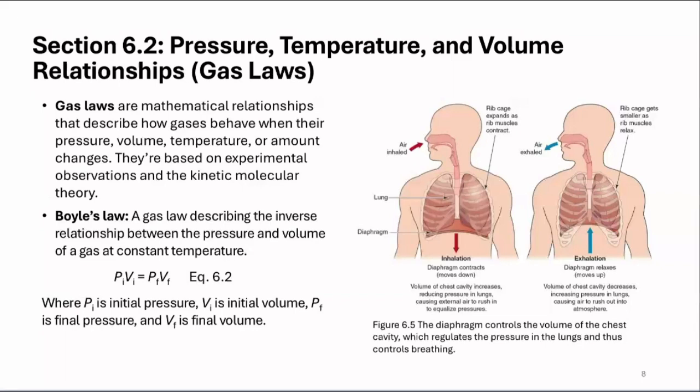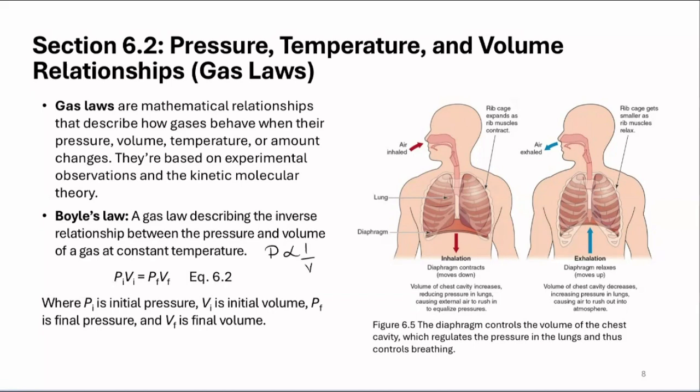Boyle's law is given by the following equation: initial pressure times initial volume equals final pressure times final volume. The relationship between pressure and volume is inversely proportional. The way that we write this is with the following equation: pressure, this is the symbol for proportional, and since this is an inverse relationship, we put 1 over V.